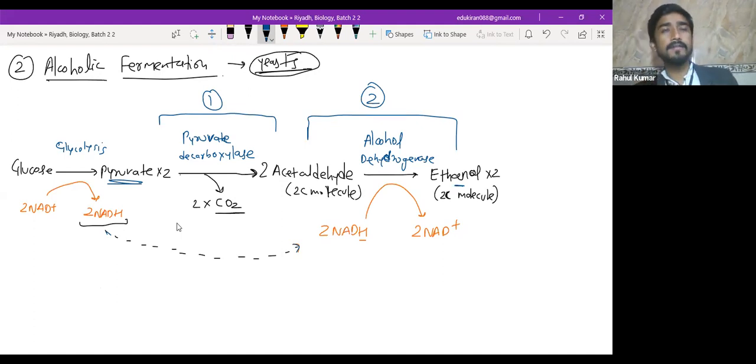One thing that was asked in the entrance exam in AIIMS was this enzyme here, pyruvate decarboxylase. Write down about this. The enzyme pyruvate decarboxylase requires this one here. I'm writing about this. It requires thiamine pyrophosphate.